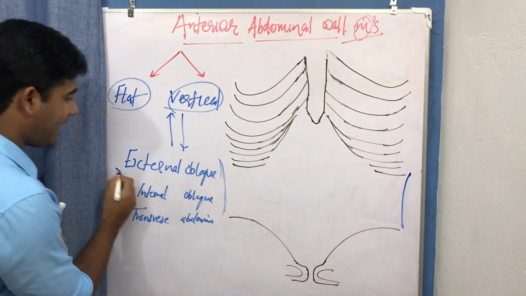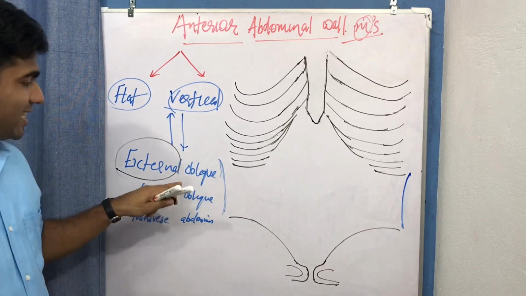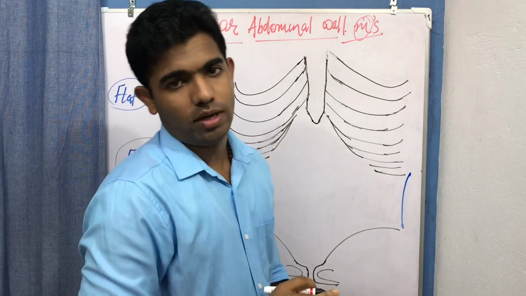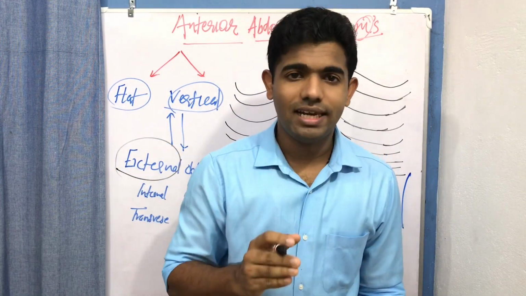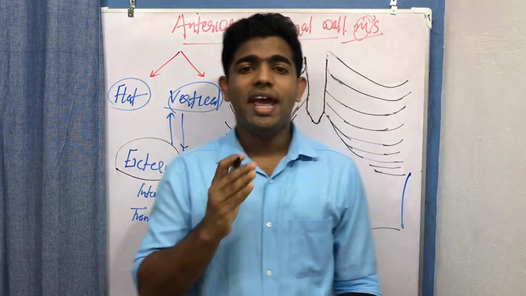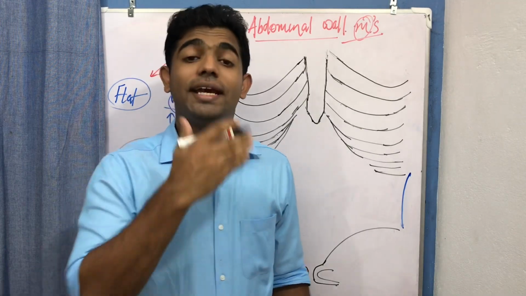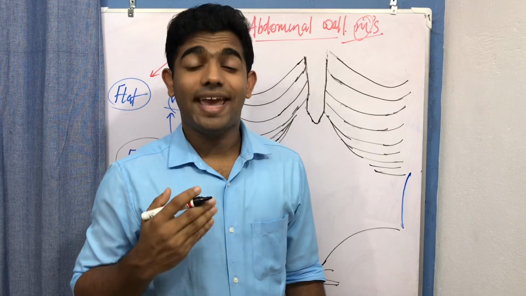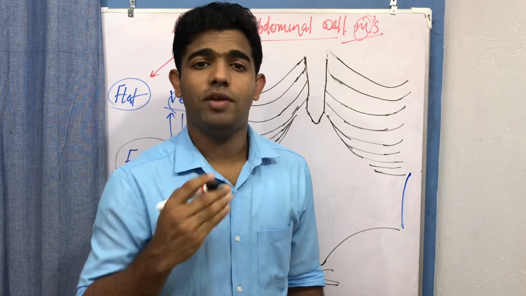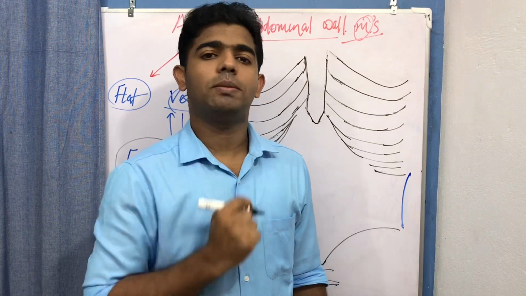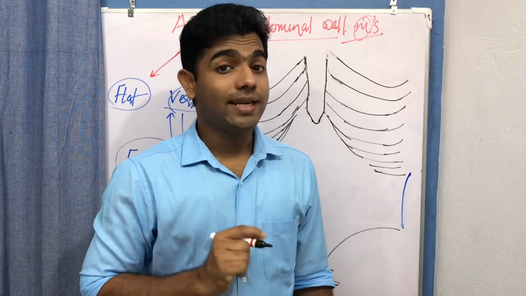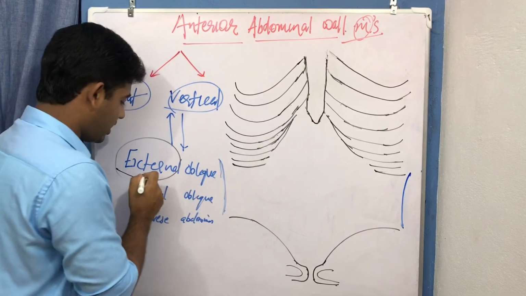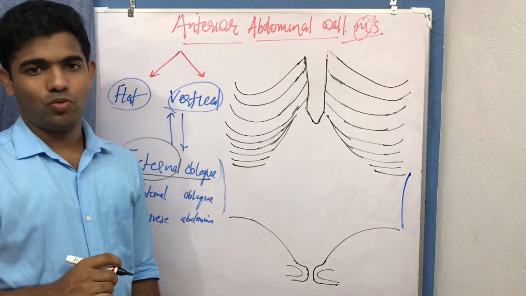The one is the external oblique muscle. This is the most superficial muscle in the anterior abdominal wall. Immediately below the skin, immediately below the superficial fascia, you have the external oblique muscle. So this can be a viva question: which is the most superficial muscle in the anterior abdominal wall? It's not your rectus abdominis, which is the deepest muscle. So remember, it is your external oblique muscle, right?